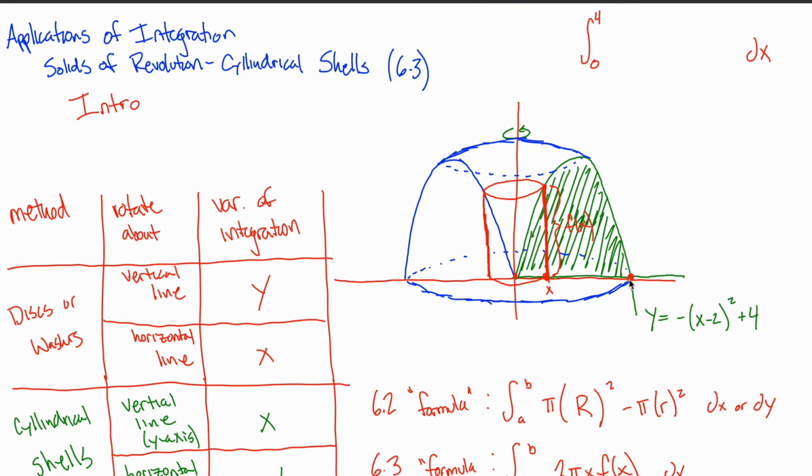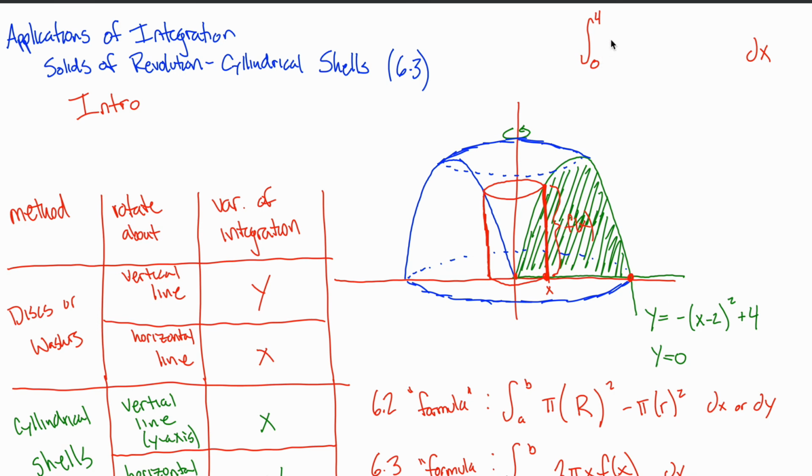But maybe what would be easier in this case is this region was really bounded by the curve y equals negative x minus 2 squared plus 4 and the x-axis. And the x-axis comes from the equation y equals 0. So what you could do is take these two guys and set them equal to each other and solve that equation. And I think you'll get for your solutions 0 and 4. Don't worry, we'll see more examples of that in future videos.